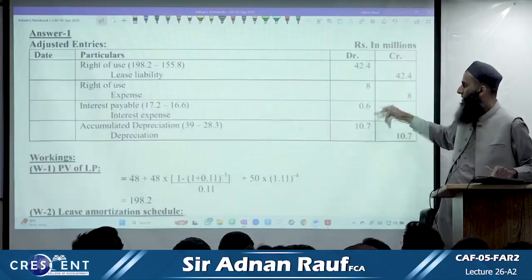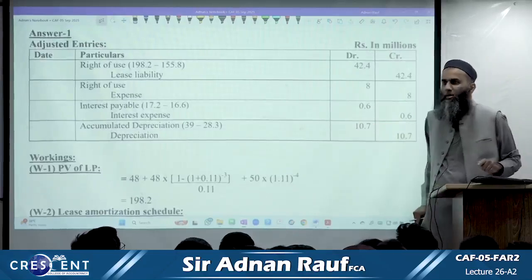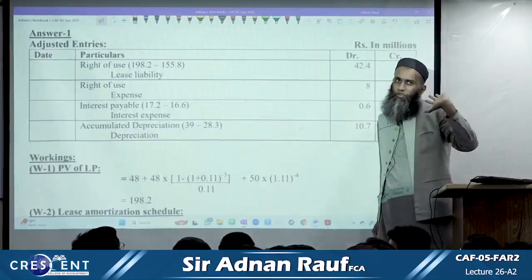Then give the rest in reverse. Interest payable debit, interest expense credit. In this way, the deficiency should also be given in reverse. How many people's is correct? They should give me good news.